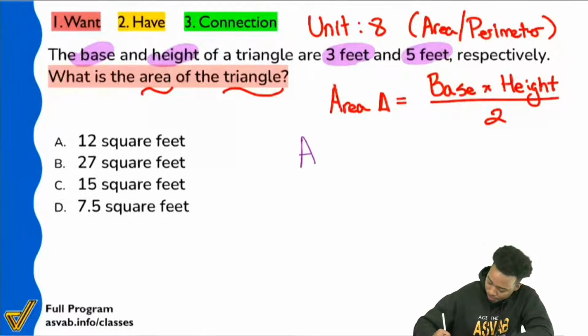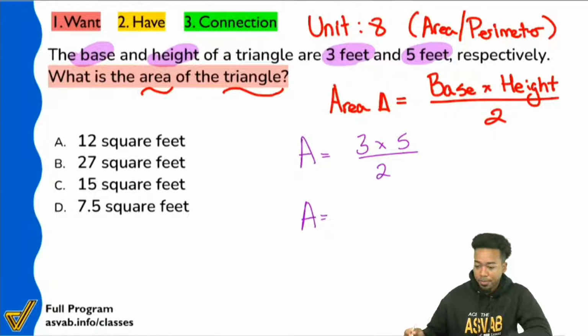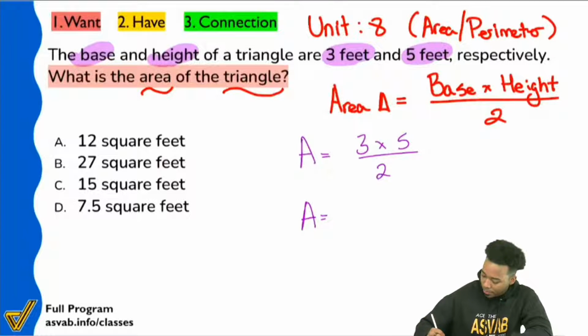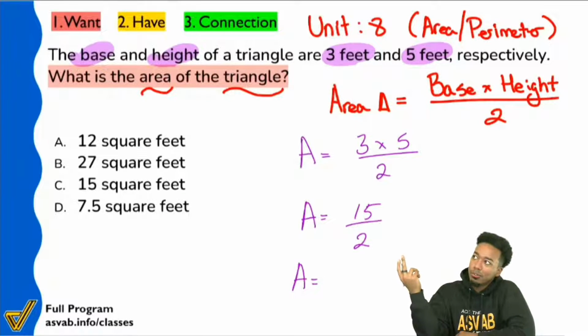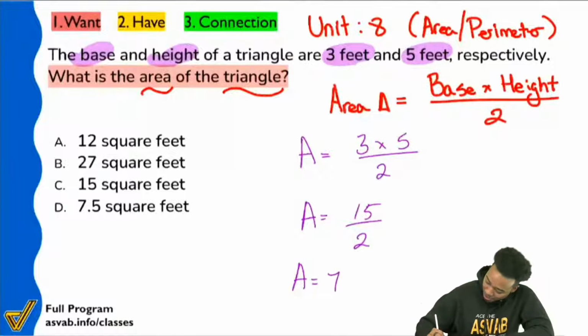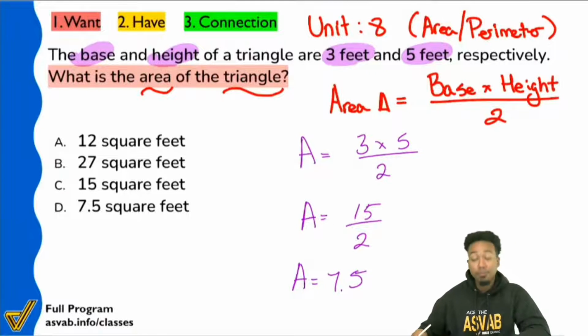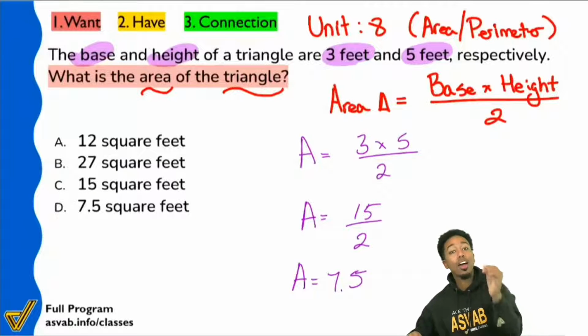So my area is going to be 3 times 5 divided by 2. Help me out, everybody. 3 times 5 is going to be 15, and 15 divided by 2, my party people, what's that going to be? 14 divided by 2 is 7. 16 divided by 2 is 8. So if I'm going right in the middle, 15 divided by 2, that is 7.5. Yep, 7.5.